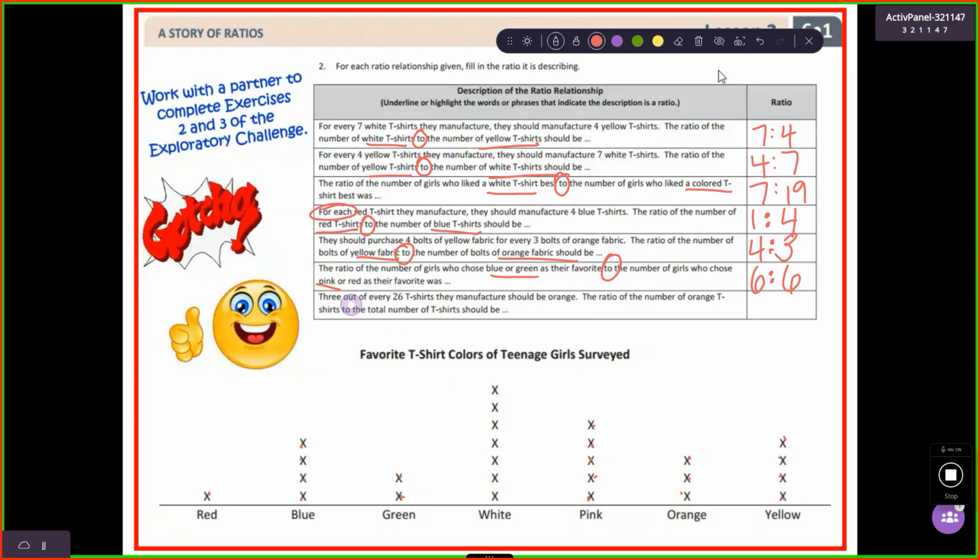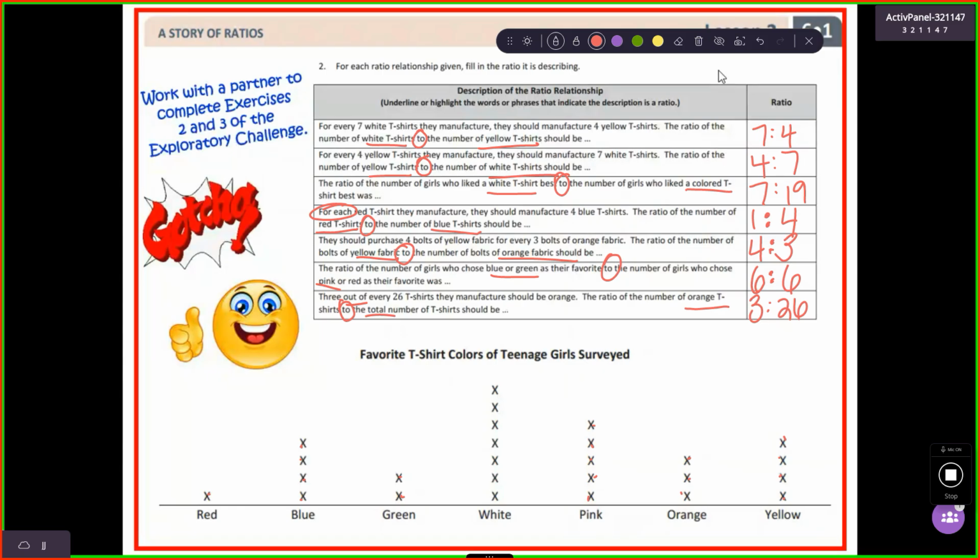Guys, when they say 3 out of, what did out of mean in 3rd grade? That was your fraction bar. That was your fraction what? Bar. Okay, so 3 out of 26 shirts they manufacture should be orange. So that means 3 is what category? What color is 3? Orange. So the ratio of the number of orange to the total is, good job, 3 to what?